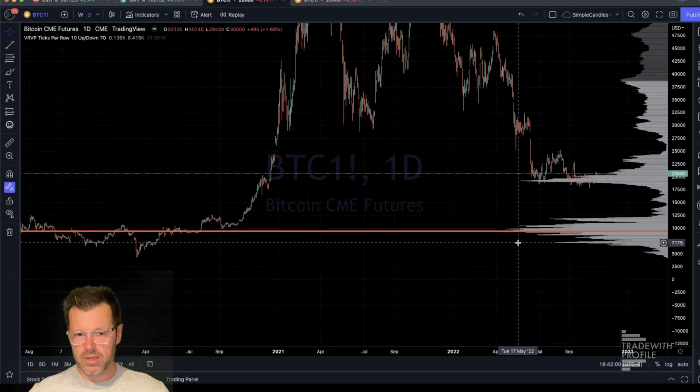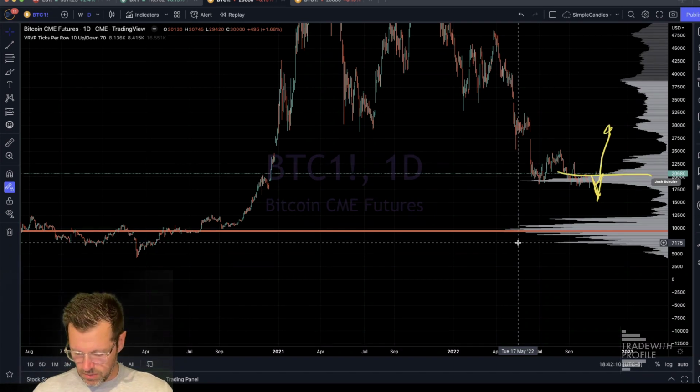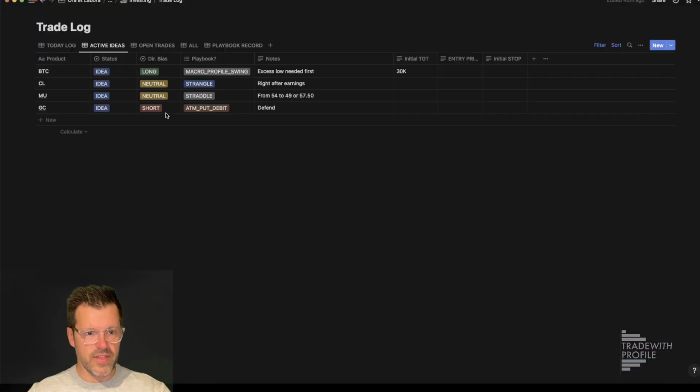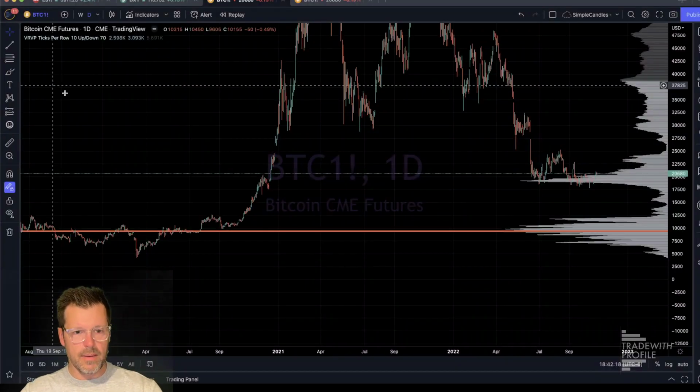So we are, and have been for some time, holding in this high volume node. I'm looking for a test, a really solid liquidation test, and then back in here, and then a push to 30K. Okay, so while we bounce here, I'm really not interested in staying on the sidelines for that one.